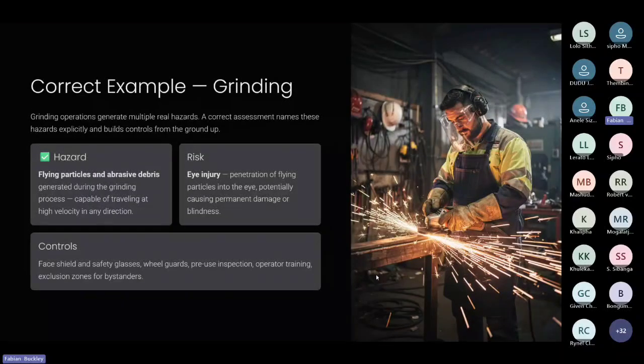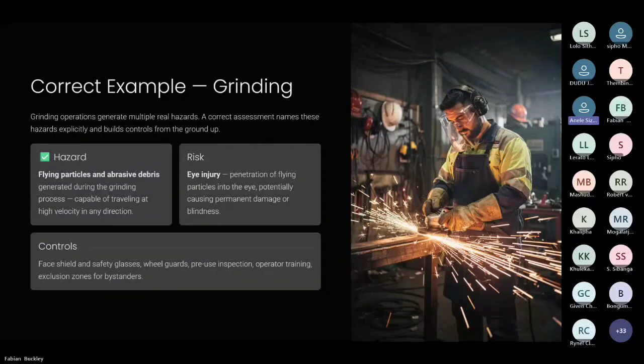So if we look at this gentleman who's working here, right? He's grinding. Can everyone see? He's grinding a piece of metal, it looks like, on a table. So let's look at some examples of hazards that we can pick up from just this picture alone. Can you give me a couple of hazards that we can look at?